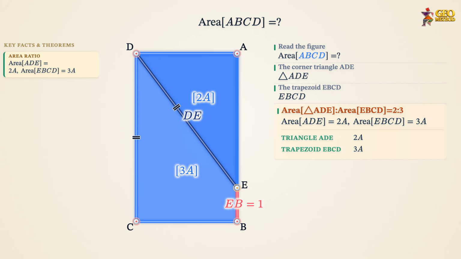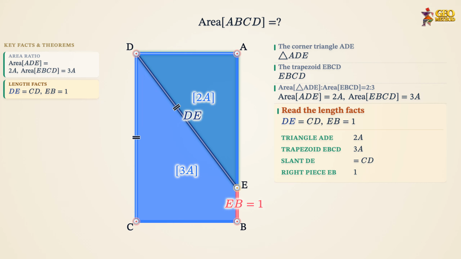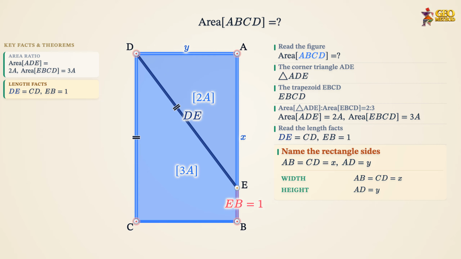Two lengths are also marked. The slant segment DE equals the rectangle side CD, and the little right-hand piece, segment EB, has length 1. We'll lean on both of these later. Let us give the sides names. Call the width, segment AB, which equals segment CD, x, and call the height, segment AD, y. Once we know x and y, the rectangle's area is simply x times y.